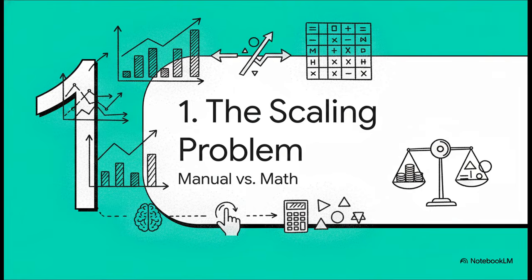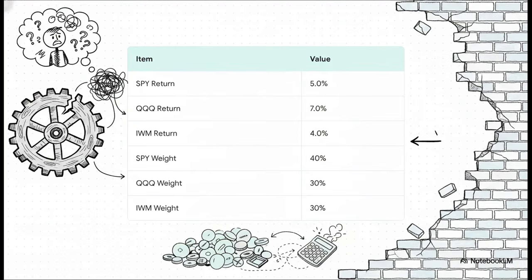All right, first up, let's dig into what we actually mean by the portfolio scaling problem. It's really a story of doing things the hard way versus doing things the smart way. So this is what the hard way looks like. Without the right tools, you're stuck here. You've got the SPY return and its weight, the QQQ return and its weight, and so on. You have to multiply each pair together, then add all of those up.